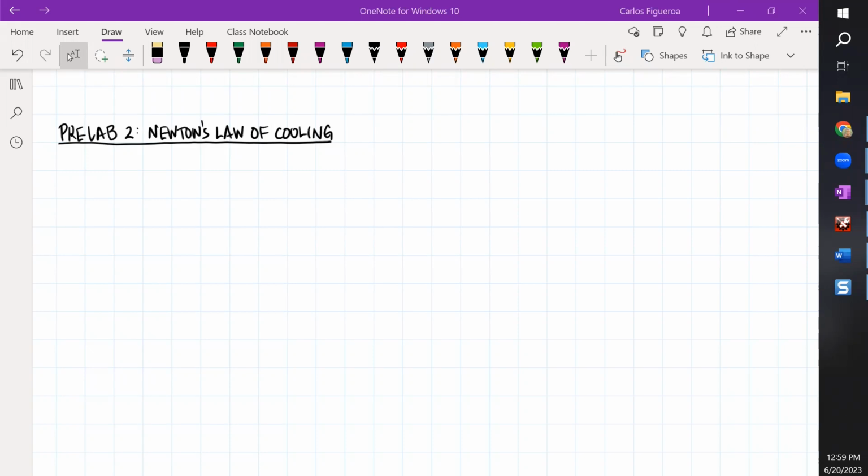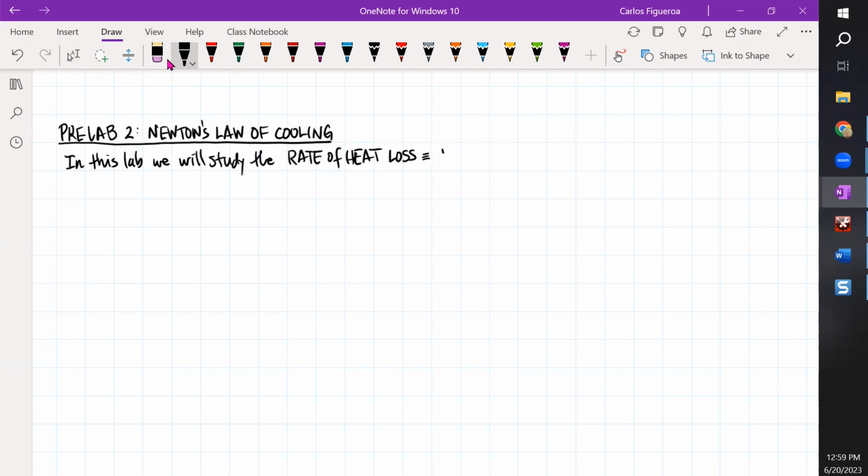Prelab number 2, Newton's law of cooling. In this lab, we will study the rate of heat loss, and this is the rate of cooling to the environment from a, let's say, hot object.